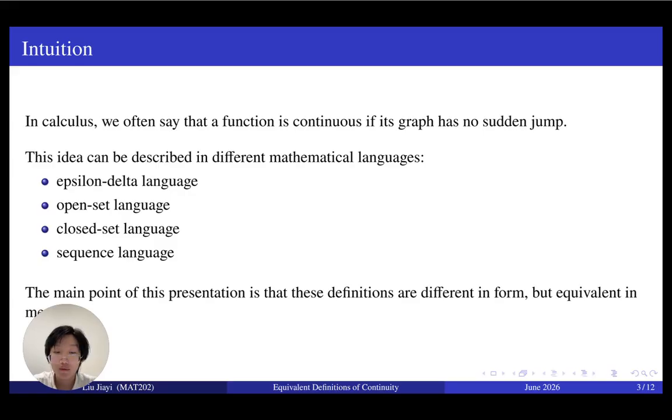Let me begin with the intuition. In calculus, we often say that a function is continuous if its graph has no sudden jump. In simple words, if the input changes only a little, then the output should also change only a little. But in mathematics, we need a precise definition. For continuity, we can describe the same idea in several languages: epsilon delta, open set, closed set, and sequence language. These definitions look different, but they express the same concept.